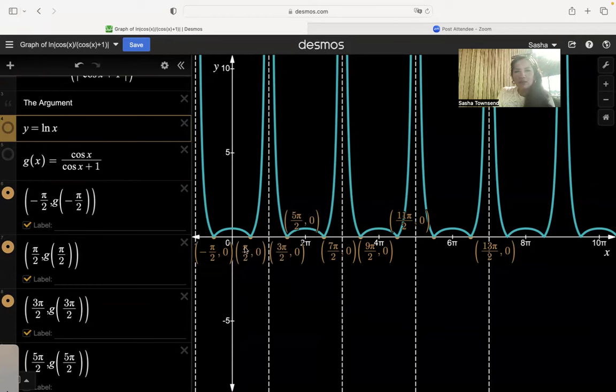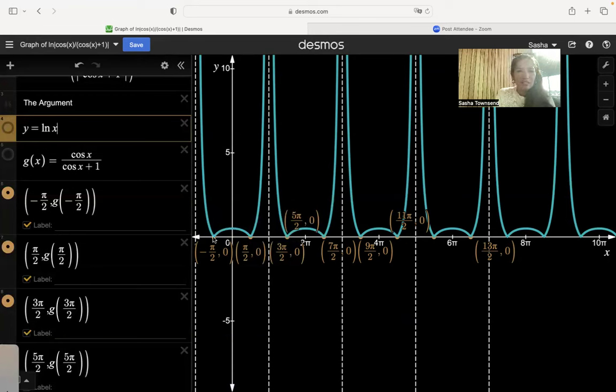Well, whenever g of x goes to infinity, and it goes to infinity at all of these odd multiples of pi, right? We're taking the log of the absolute value of g of x. So as the absolute value of g of x goes to infinity, the log should also go to infinity. So where g of x has these vertical asymptotes at all those odd multiples of pi, the natural log of the absolute value of g of x should also approach infinity at those odd multiples of pi.